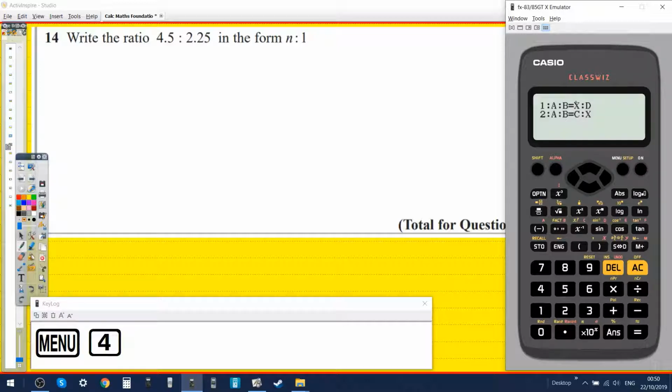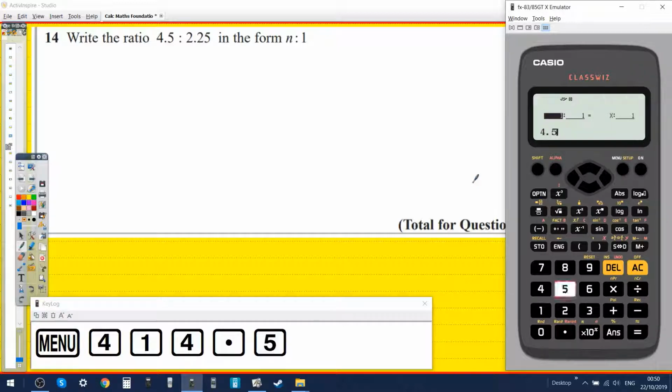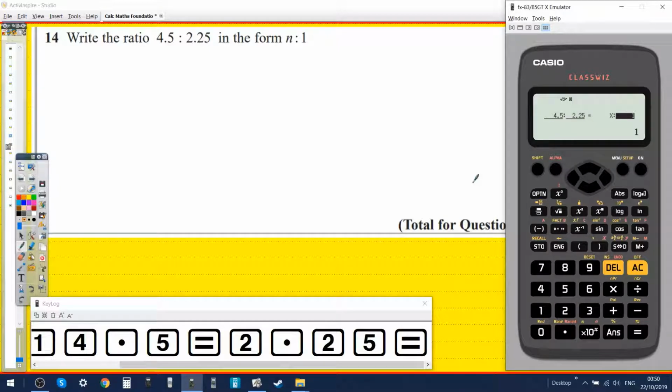X is the mystery letter. So that is number 1. So press 1. And then just type in the question. Copy paste. 4.5 equals 2.25 equals. And then 1 equals. That is it. Press equals again. X equals 2.